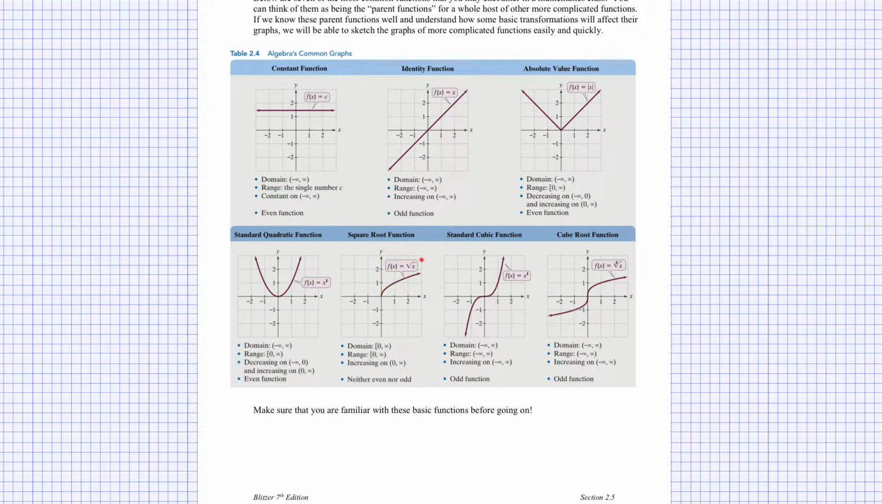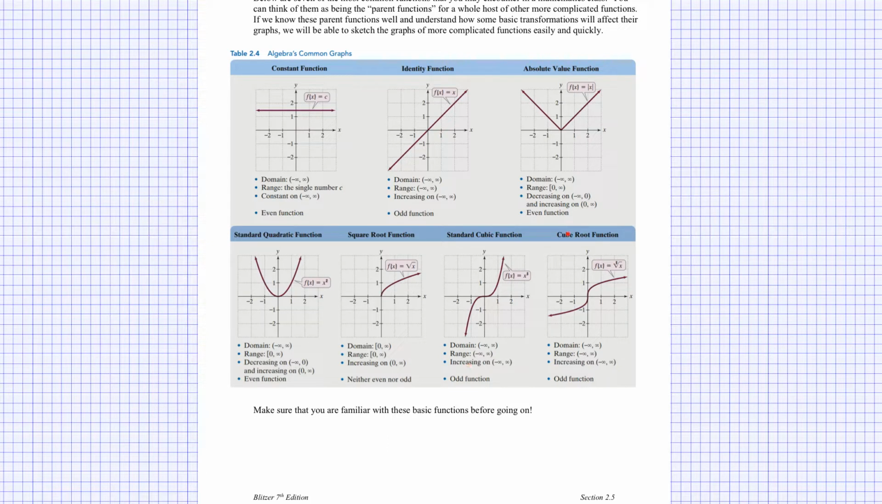We're looking at the positive square root of x, so only from 0 to positive infinity will be in the range. It is increasing on the open interval from 0 to positive infinity. And because it doesn't have symmetry with respect to either the y-axis or the origin, this function is neither even nor odd, and it's the only one of the parent functions that is neither even nor odd.